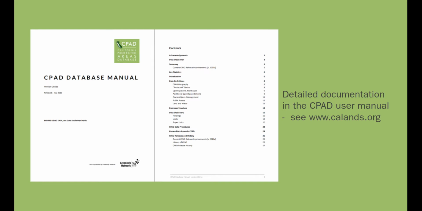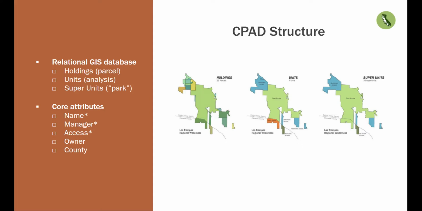The manual is very complete, so it is a great resource for all of your CPAD questions, including its structure, and we encourage users to take the time to read through it. We aim to be clear about what's in the dataset, how lands are added, and document unique scenarios. The manual is a terrific resource. We use it ourselves here in the office on a daily basis while editing CPAD. All right, let's get into the structure.